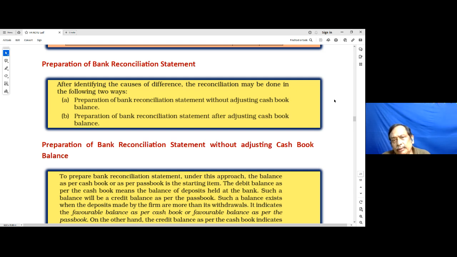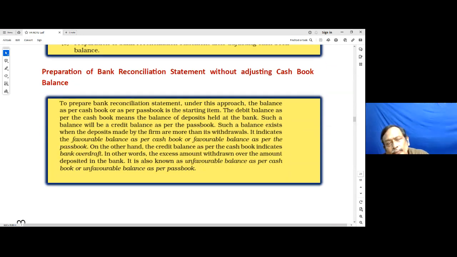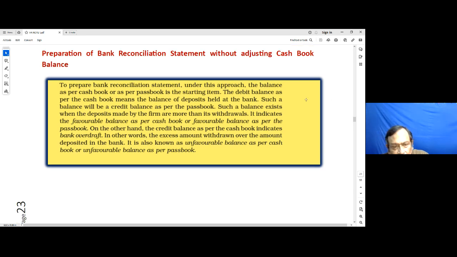Preparation of bank reconciliation statement without adjusting cash book balance. And number two, preparation of bank reconciliation statement after adjusting cash book balance. Now we are discussing preparation of bank reconciliation statement without adjusting cash book balance.